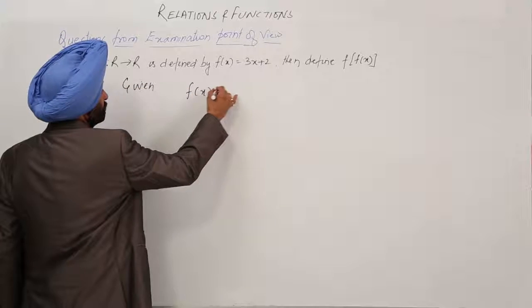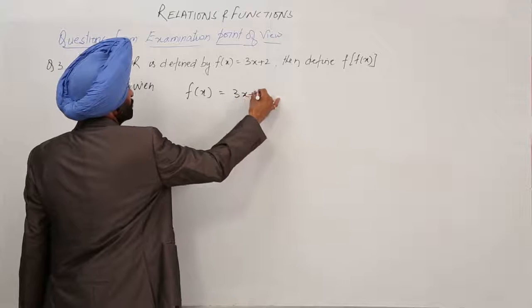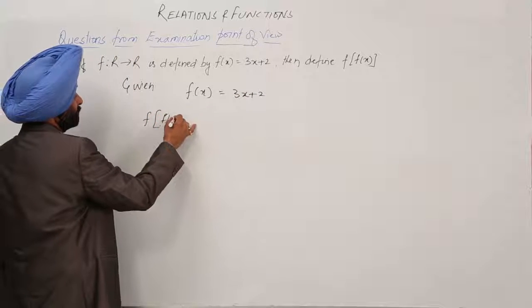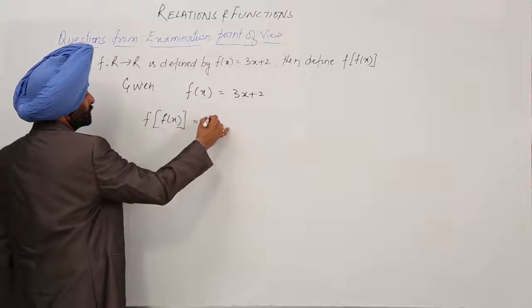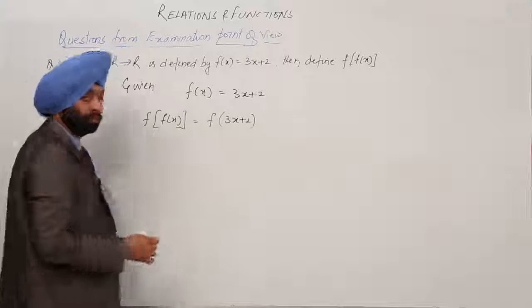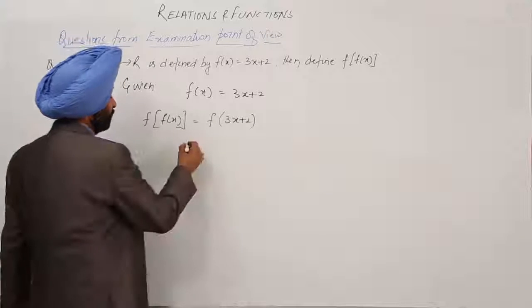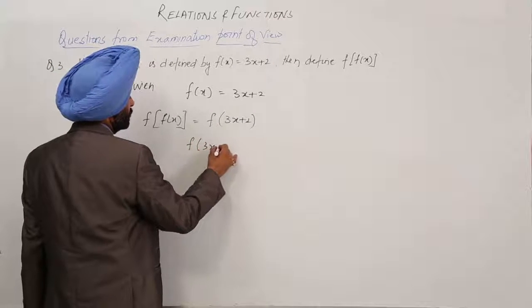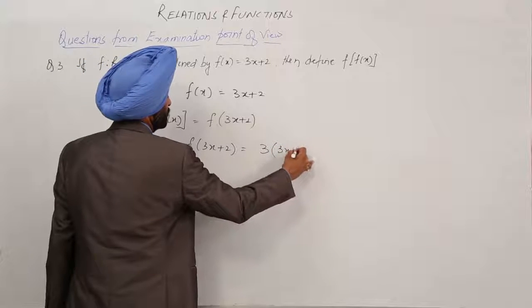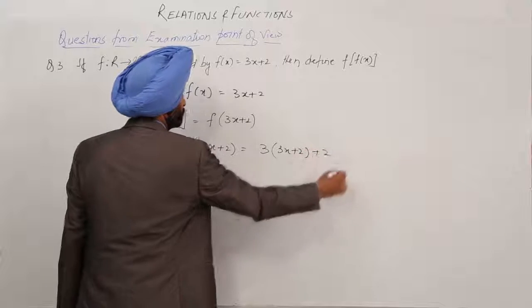f(x) = 3x + 2. Now, f(f(x)) can be written as f(3x + 2). Okay. Now, f(3x + 2) is equal to 3 times (3x + 2) plus 2.